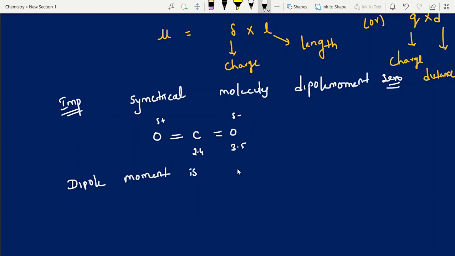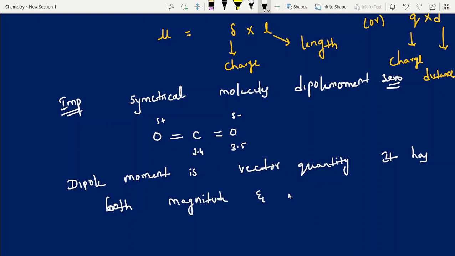Dipole moment is a vector quantity. It has both magnitude and direction. Whichever side is attracting electrons, towards that side you have to show the dipole moment. It has both magnitude and direction, with opposite charges. That's all, students. You have to understand this clearly. I am telling one point here.